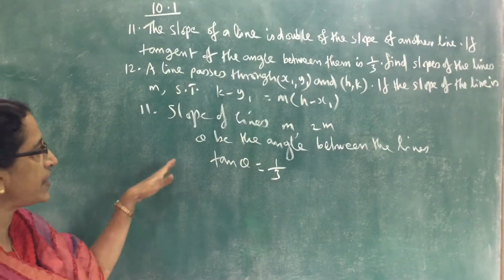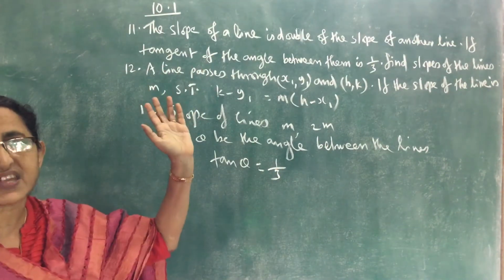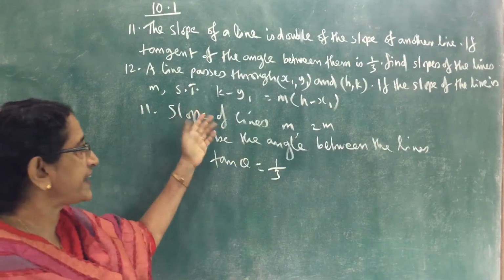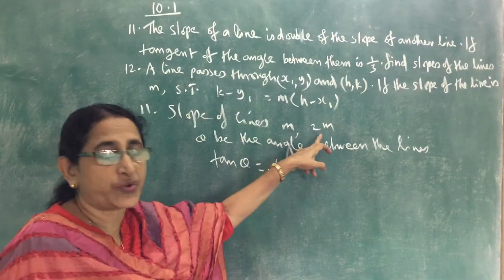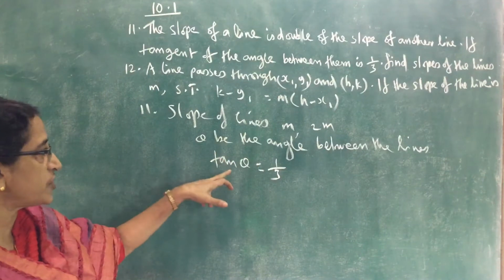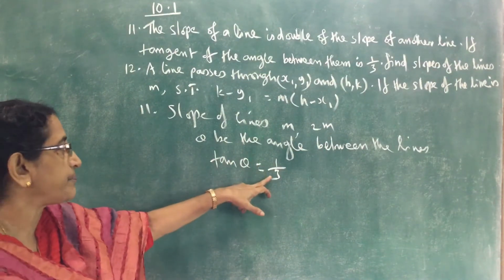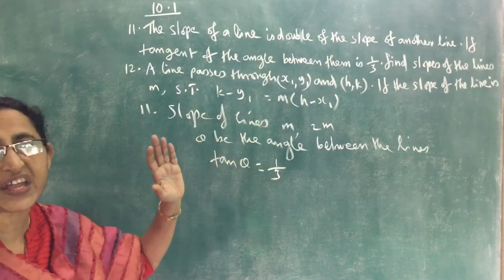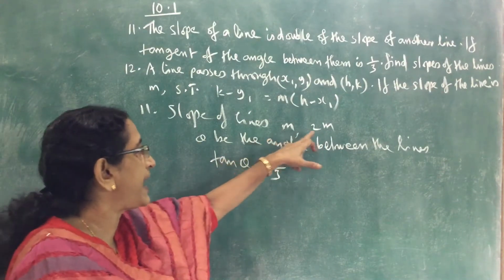So these are given. The slope of one line is double the other, therefore we can take the slopes as m and 2m, and the tangent of the angle between them is 1 by 3. We have to find the slope of the lines, that means we have to find m and 2m.